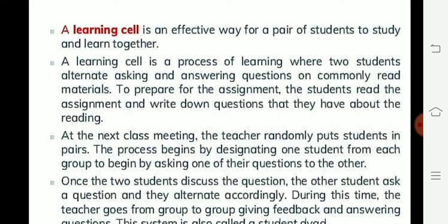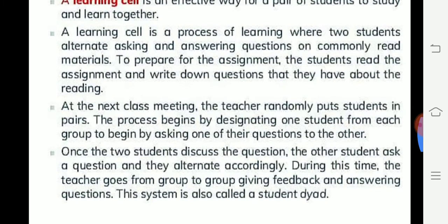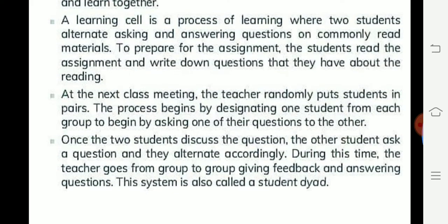The process begins by designating one student from each group to begin by asking one of their questions to the other. Once the two students discuss the question, the other student asks a question and they alternate accordingly. During this time, the teacher goes from group to group giving feedback and answering questions. This system is also called a student dyad.